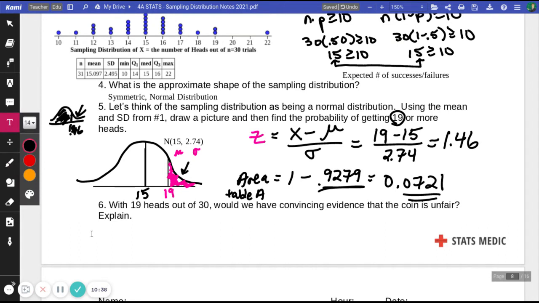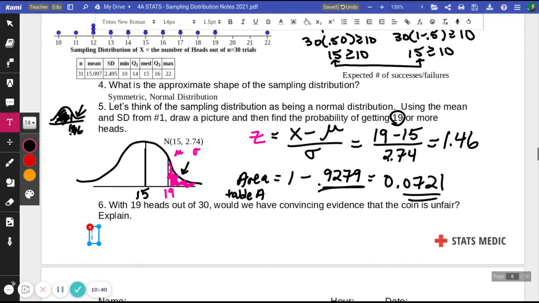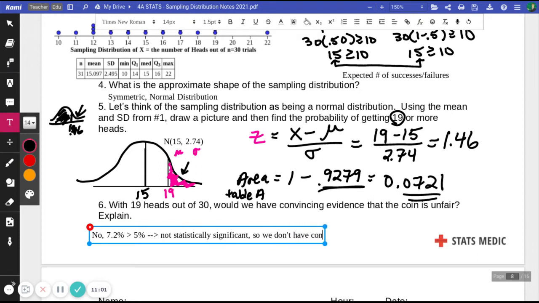So with 19 heads out of 30, would we have convincing evidence that the coin is fair? What we've been talking about the last class or so is that we're going to compare that 7.2% to 5%. And that is greater than 5%. So that tells us that this is not statistically significant. So we don't have convincing evidence that the coin is unfair.